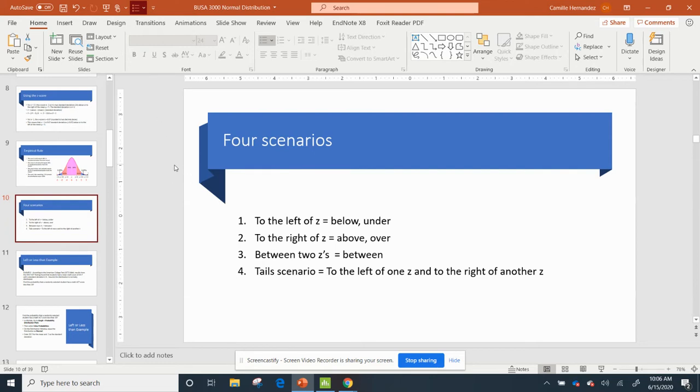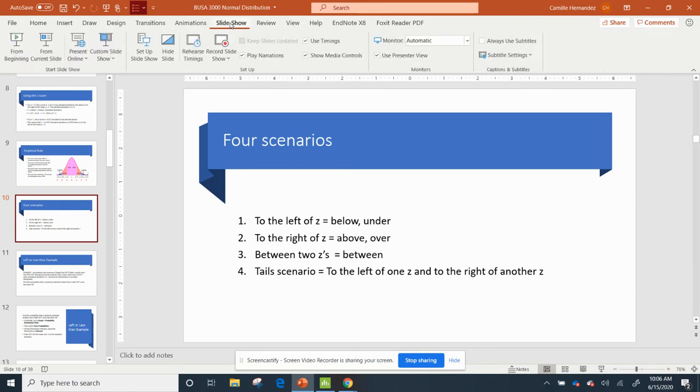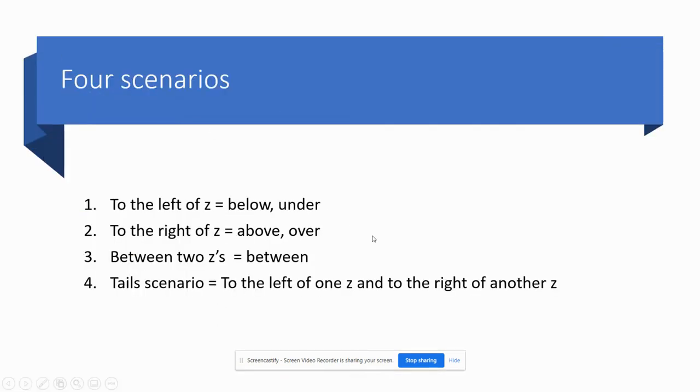All right, so I've got 4 scenarios that I'm going to think about. I've got to the left, which could be below or under. I've got to the right, which could be above or over or greater. You can think of it that way. Between two Z's, you're going to have to see it as between. There's really no other way to say that. And the tail scenario, which is to the left of one Z and to the right of another. And if that's not 100% clear, that's okay. We're going to get there.